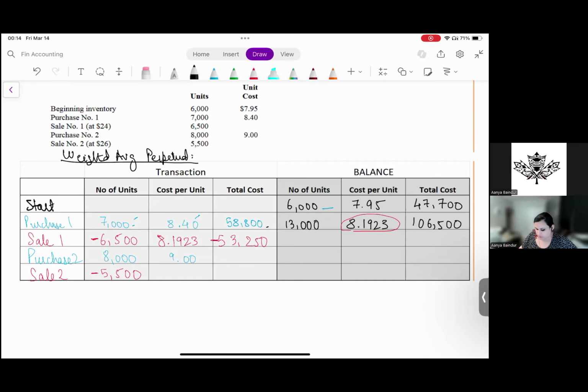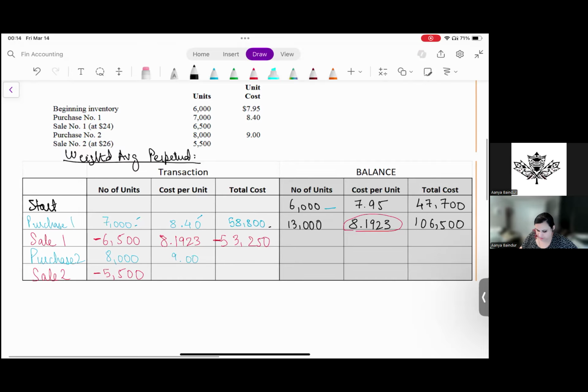Now let's go ahead and find how many units we have left. We have 13,000. We sold 6,500. So 13,000 minus 6,500 gives you 6,500. And then we had 106,500. From that, we removed the total cost value of this much. So let's find what our balance is.